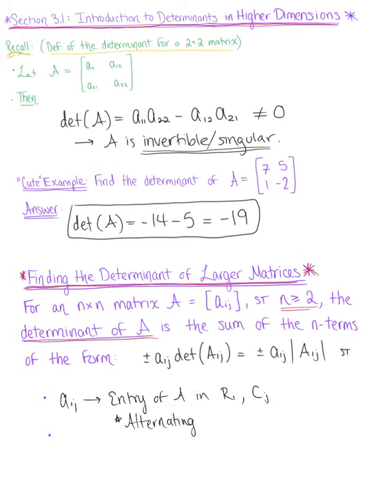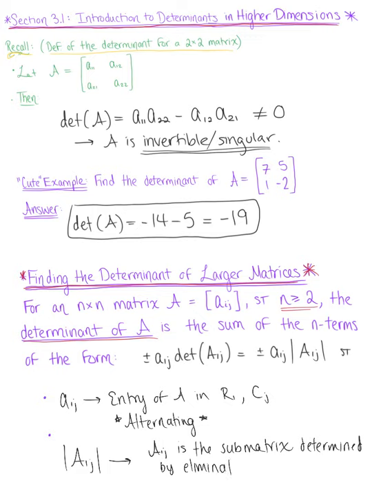I'll leave you in suspense until we talk about cofactor expansion to see where these alternating terms come from. And then last but not least, we have the determinant of A sub 1j, and we want to make a note here to ourselves that this A sub 1j is a submatrix determined by eliminating the first row and jth column.